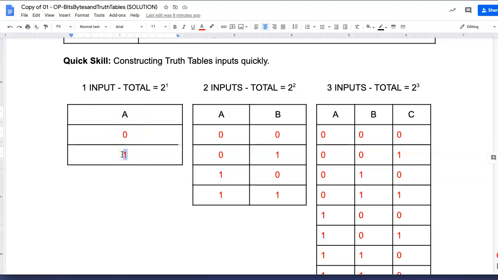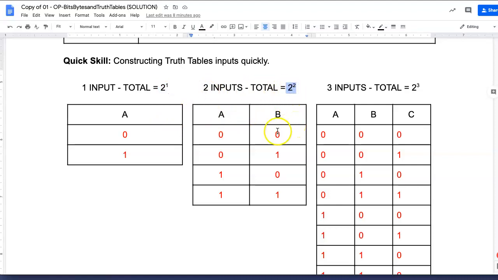And we're always going to write that as 0, 1. We're not going to write it 1, 0. And that's really important. We're always going to start with 0, and then the next one is 1. And we know that with one input, we have 2 to the power of 1 possible outcomes. Now with 2 inputs, we have 2 to the power of 2 possible outcomes.